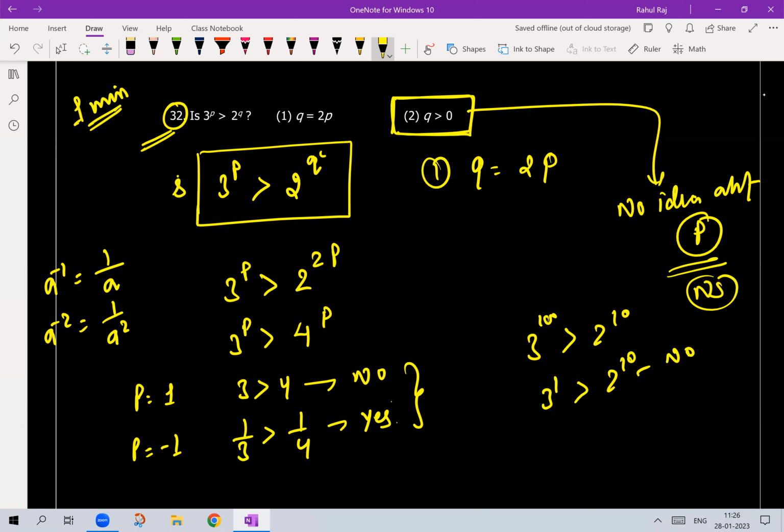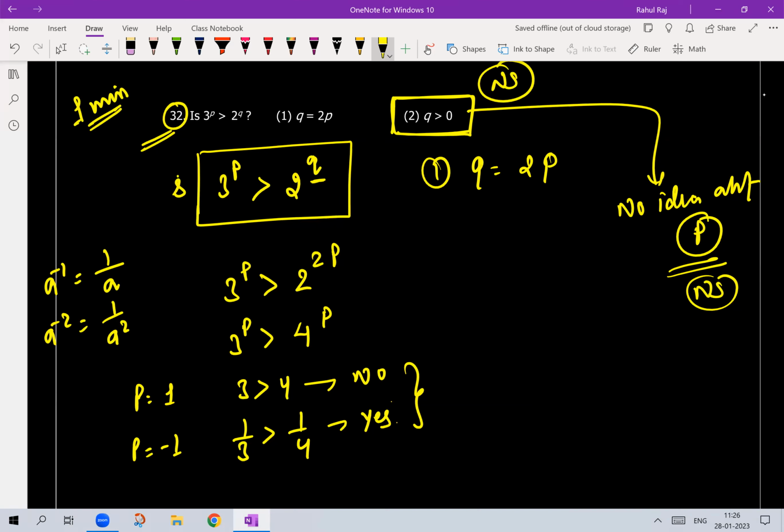No. So desperately don't try to create a yes or no situation when the question is so clear. Is 3 to the power p greater than 2 to the power q? You only know about q. You don't know about p. And straight away, not sufficient. Don't have to create even a yes or no situation. But you should be very clear why you are not creating a yes or no situation. Is there any doubt? Anybody? So this is also not sufficient.